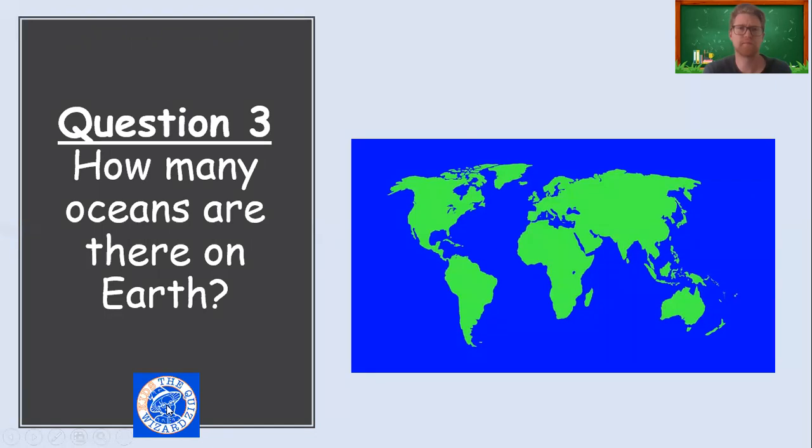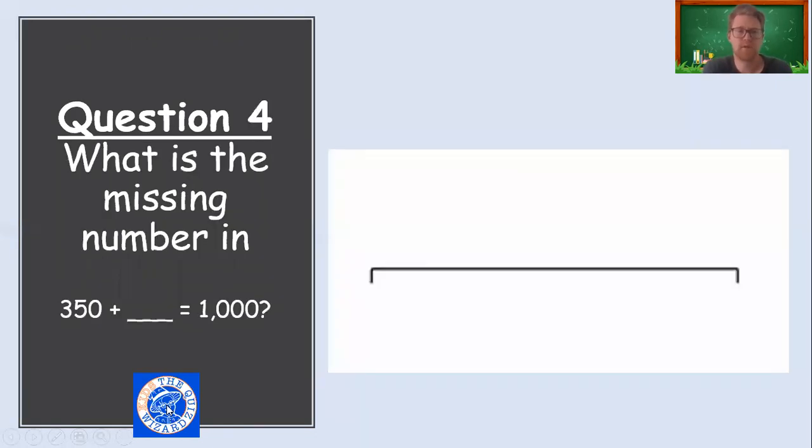Question 4 is a maths question. So we've got a number line here to help you if you think you need that. What is the missing number in the following calculation? 350 add something equals 1,000. You might have a written method. You might know some little tricks here to use a mental method. Think about number bonds. I'll go through a way of looking at this a little bit later on.